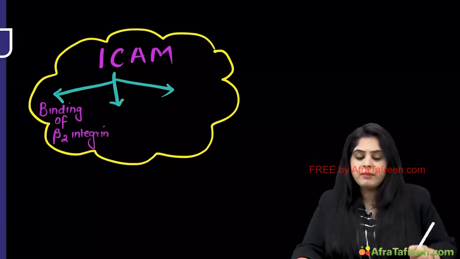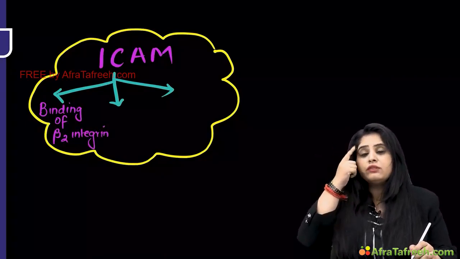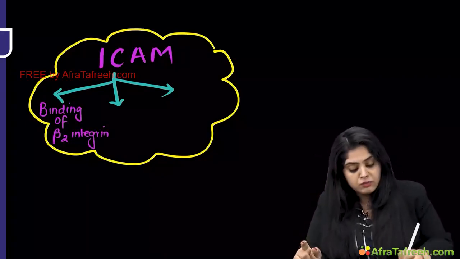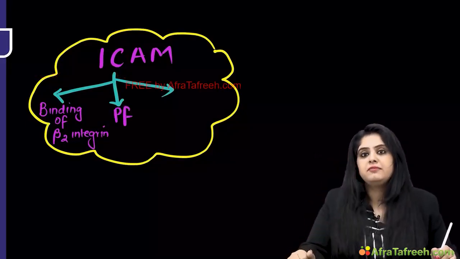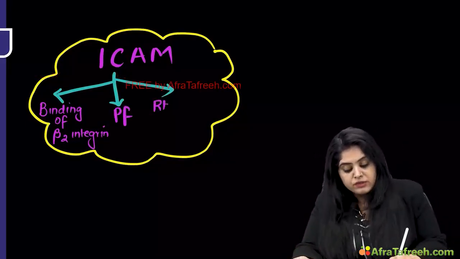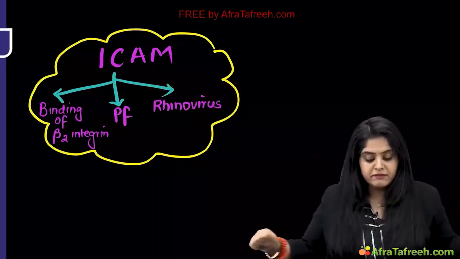Do you know which malaria binds to it? In the brain, which malaria goes? Plasmodium falciparum. How does it go and cause problems in the brain? How does Plasmodium falciparum stick to the brain's blood vessels? By ICAM1. And which virus is going to stick to ICAM1? It is rhinovirus. So please remember these. These are very important points. Repeating once again.